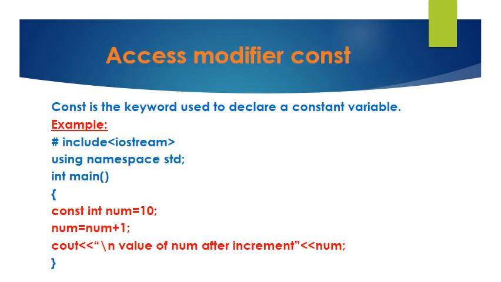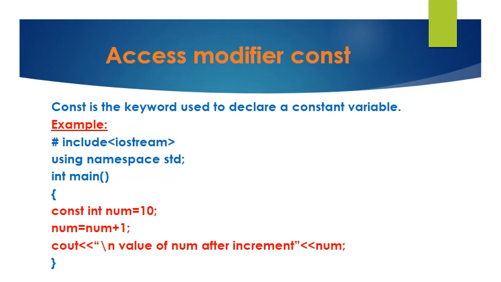First, access modifier constant. Constant is the keyword used to declare a constant variable. You already learnt about constant in the previous chapter. Constants are data items whose values do not change during the execution of a program. So, a constant data may never be modified in the program.